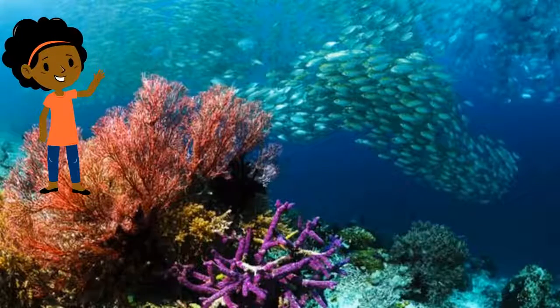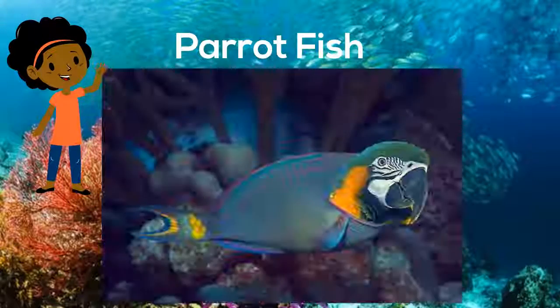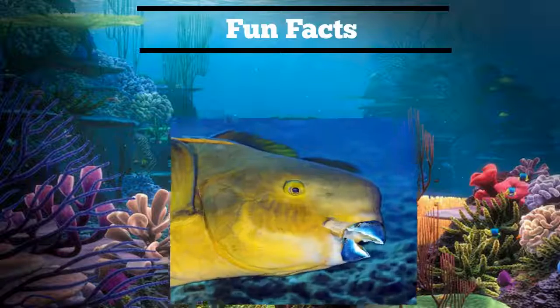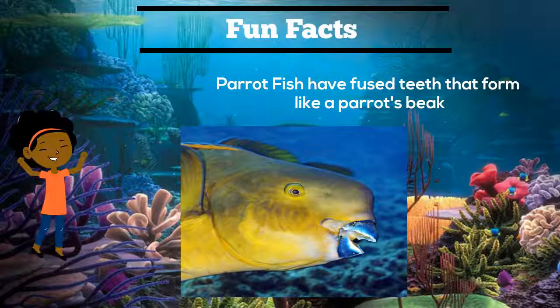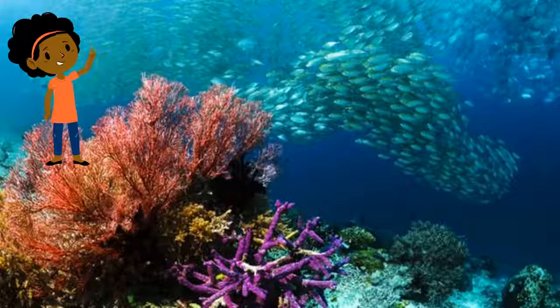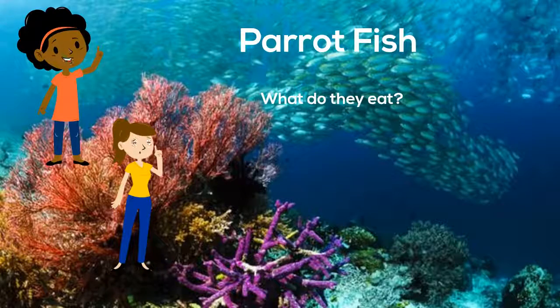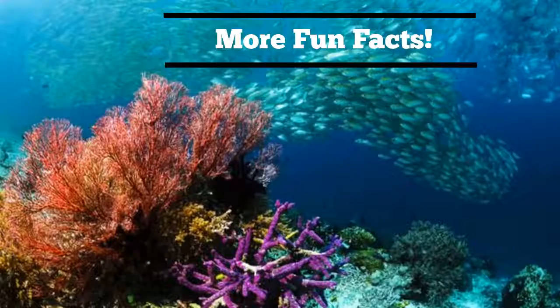Hey everyone, now it's time to talk about the parrotfish. As you can tell, it looks just like a parrot. Now, I'm just kidding. A parrotfish does not look like that. But the cool thing about them is that they have fused teeth that form like a parrot's beak. Now, some of you may be wondering, what do parrotfish eat? Well, they eat algae off coral reefs, making room for other organisms.